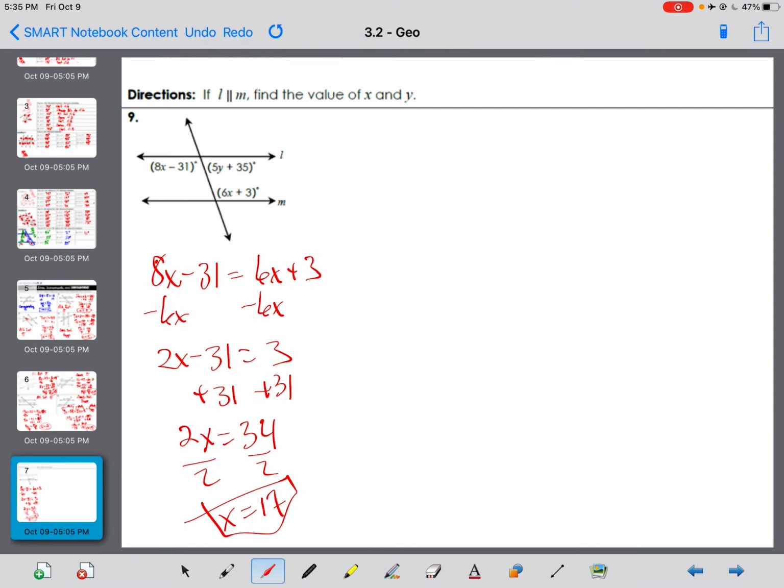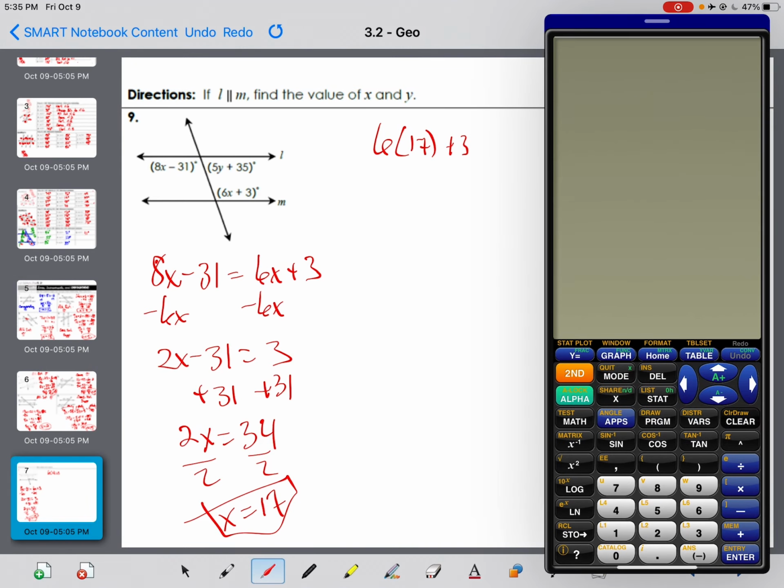Okay, we found x. But now that we know x, we need to use it in order to find y. Well, we're going to have to plug it in, because we're going to have to do a supplementary thing to figure out the rest of this business. So I'm going to do 6 times 17 plus 3. Let's bring out my handy dandy trusty calculator. 6 times 17 equals that, plus 3 equals that. So that's 105 degrees, so 105. Or you could put it here, it goes 105.